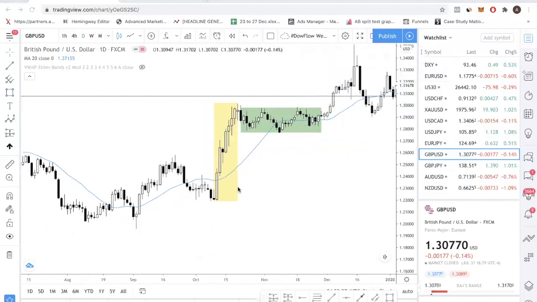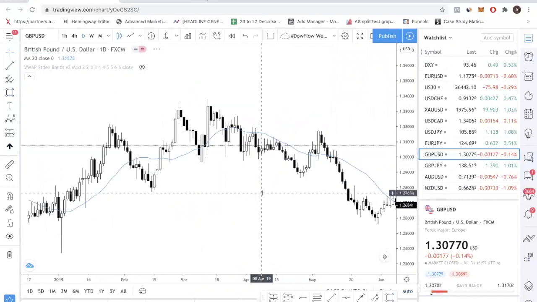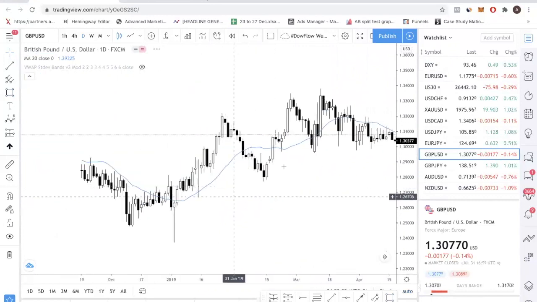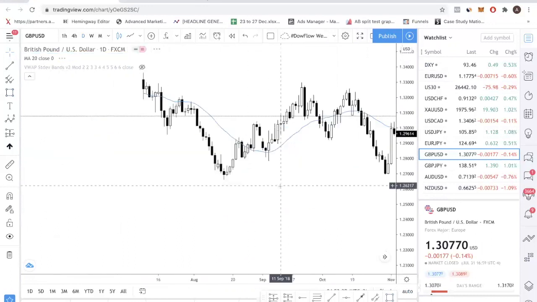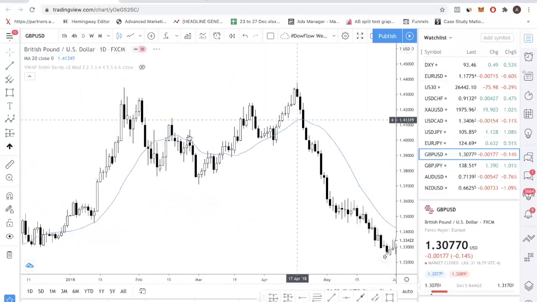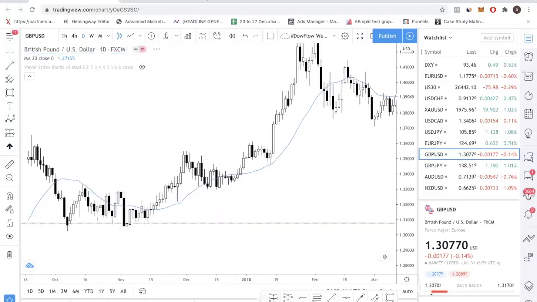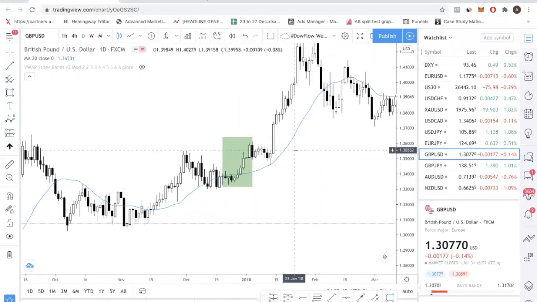Let me run you through more examples before I conclude today's video. Same thing over here. Just take note that this is not foolproof. I'm not saying that every single time it will happen, but if you want to use Elliott wave, then personally I think this is the best way to use it.